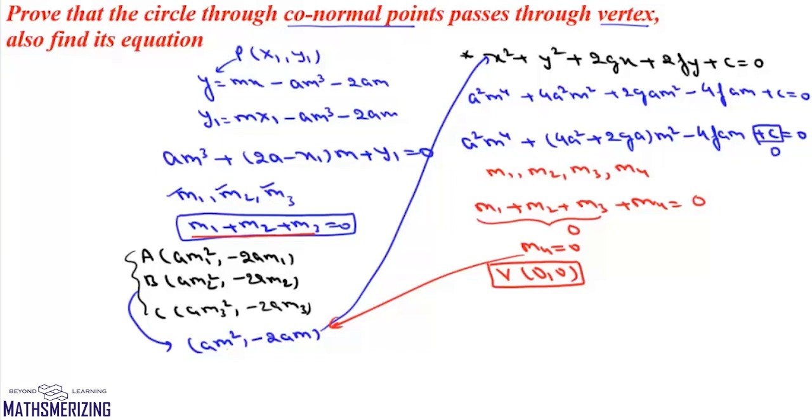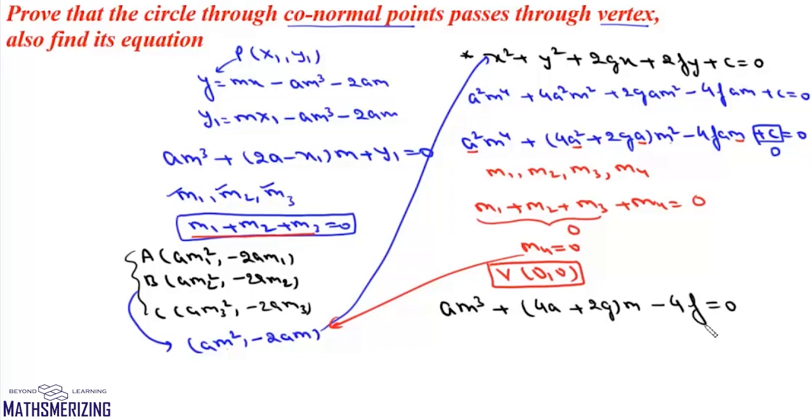So we'll put c as 0, and then I'll take a common and also m common. If I take am common, then I can write this equation as am cube plus 4a plus 2gm minus 4f equals 0.